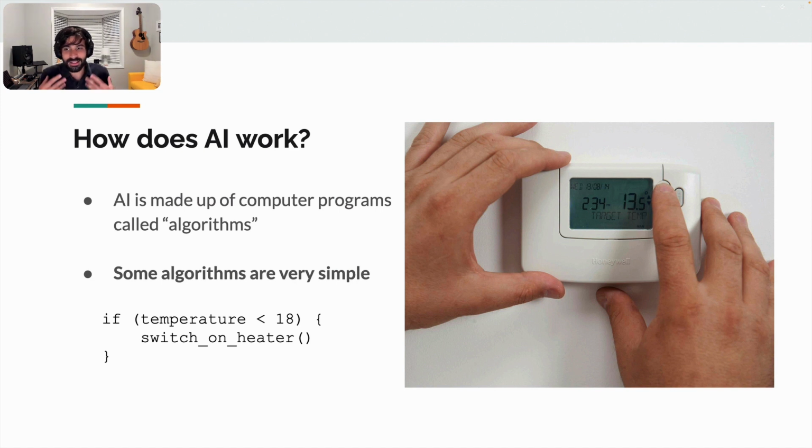But there's a little bit of intelligence there, right? There's something about knowing the right thing to do. When the temperature gets below 18 degrees, we'll switch on the heater. That's a little bit of intelligence captured in some computer code.